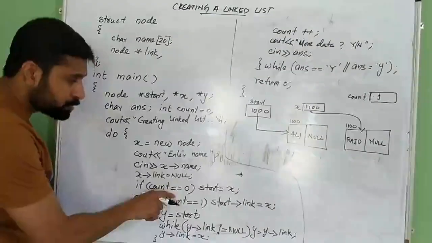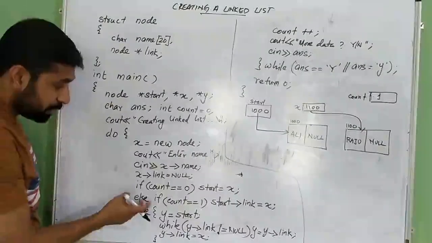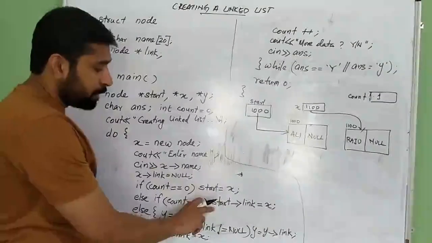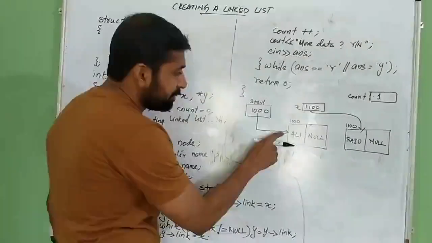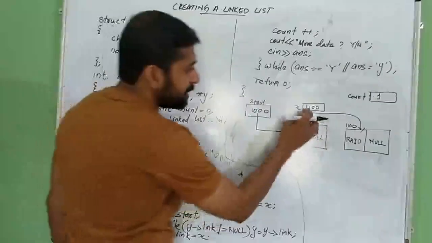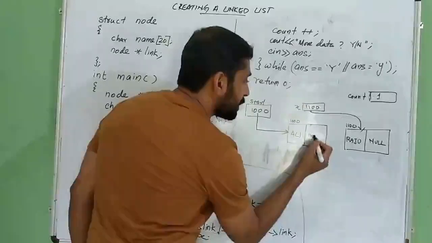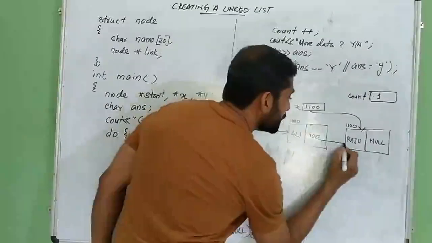Again, if count equal to 0, now the node count is not 0. Count is incremented. Else if count equal to 1, yes, count is 1. Then what you have to do is start arrow link. Start arrow link, this part, is equal to x. What is the content of x? 1100. So here 1100 will be stored. What does it mean? This points to this.